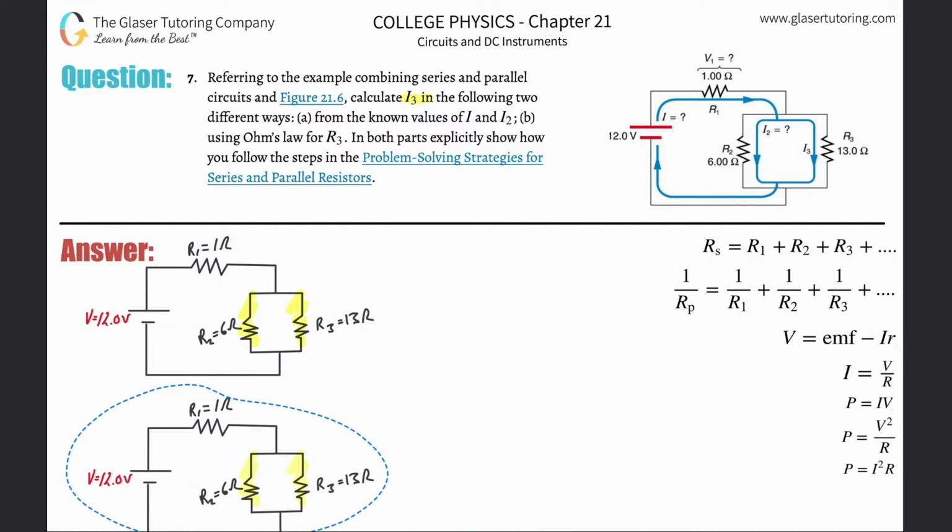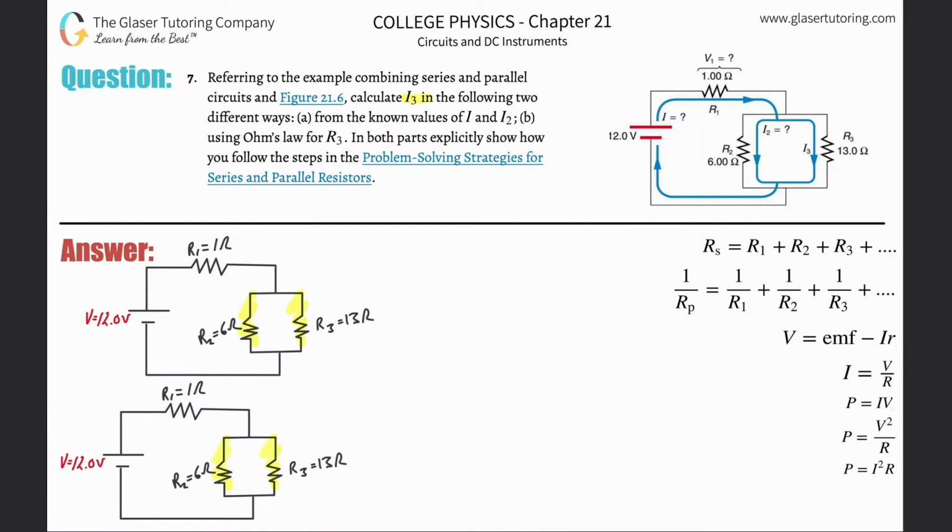So I'm going to create an identical circuit, except for the fact that I'm going to combine this parallel arrangement into one equivalent resistance. So watch what I'm going to do. I'm going to erase this. Erase it. And what you're going to do is then replace it with a single resistance. Just like that.